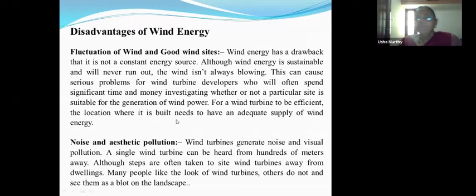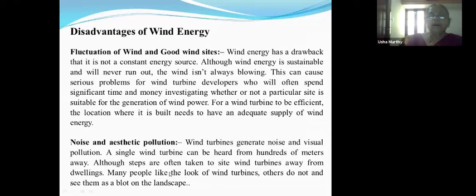Wind turbines generate noise. Of course, this is one thing some people may not be able to tolerate. Actually, a single wind turbine can be heard from hundreds of meters away. All steps are taken to site wind turbines away from dwellings or communities.